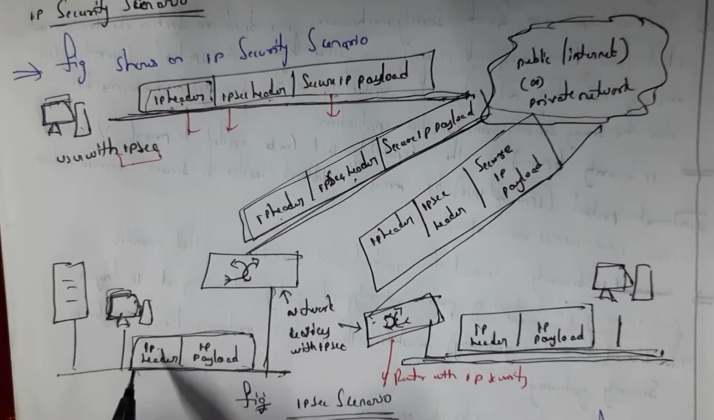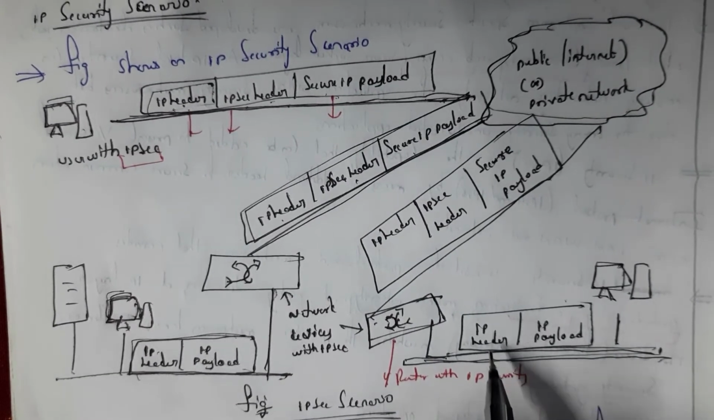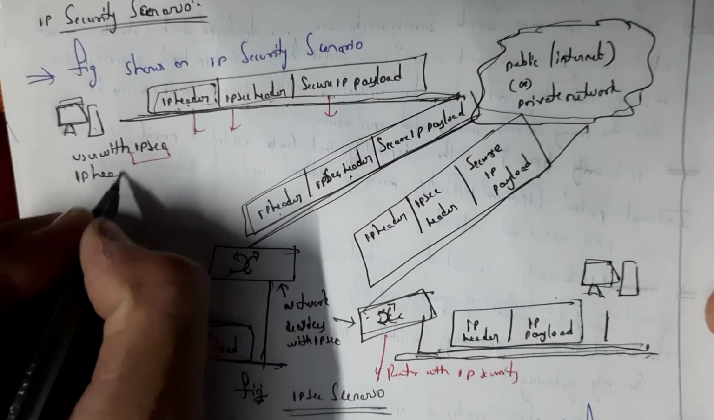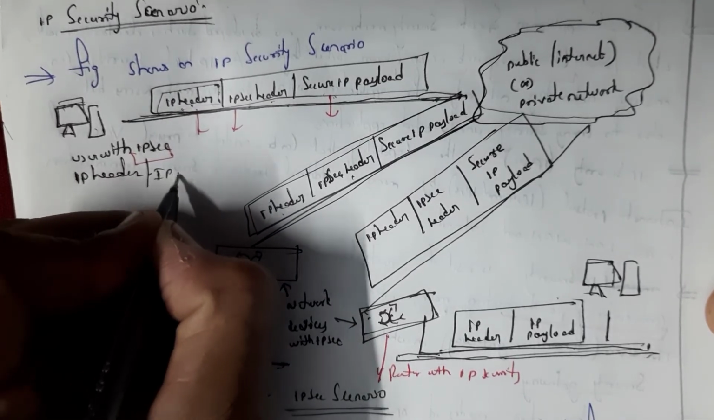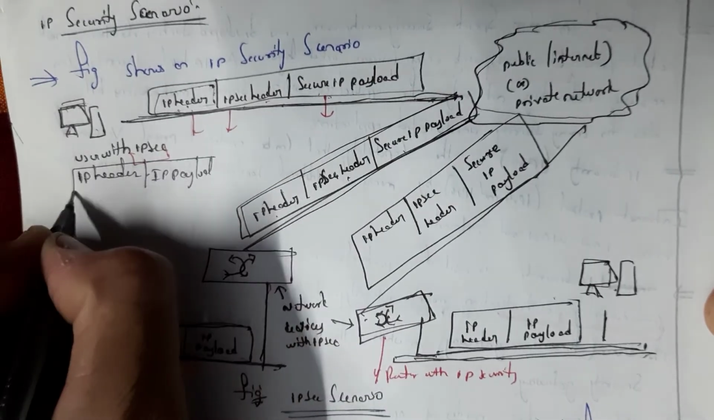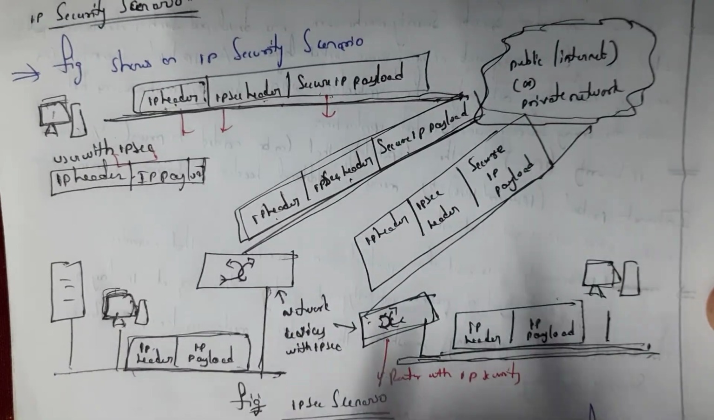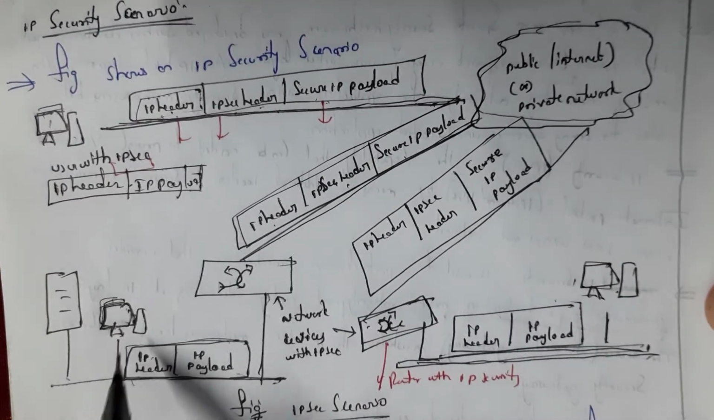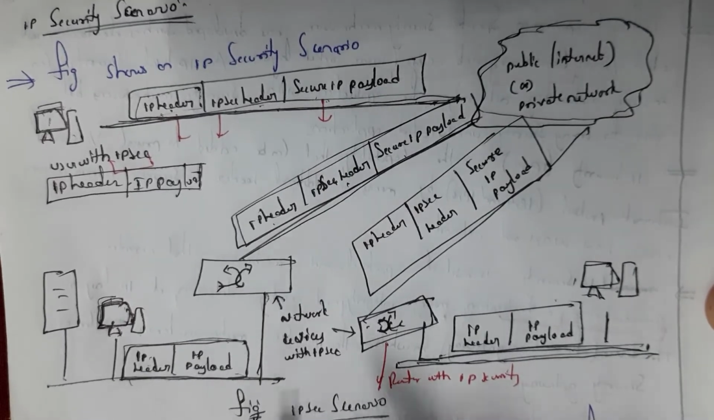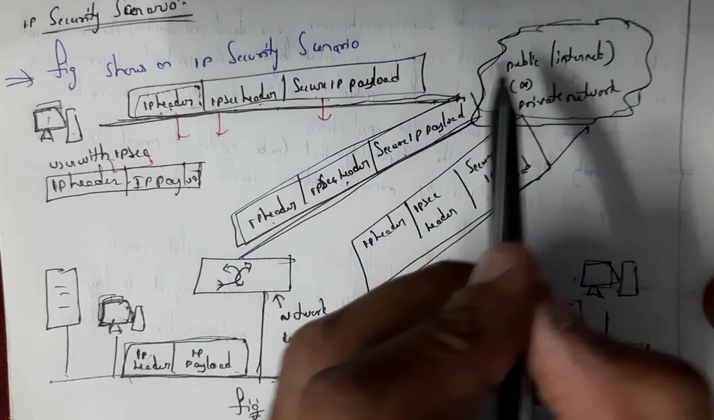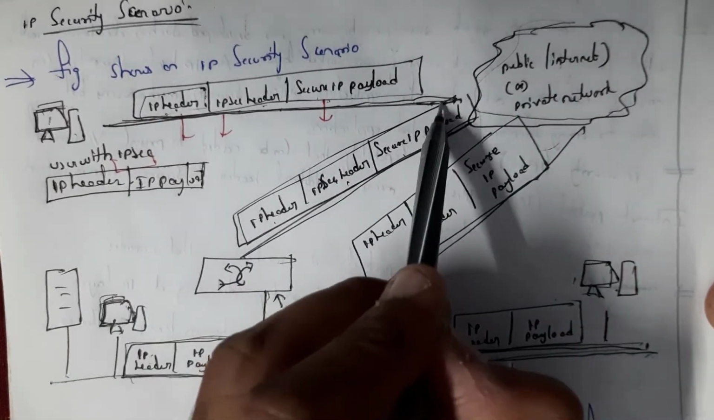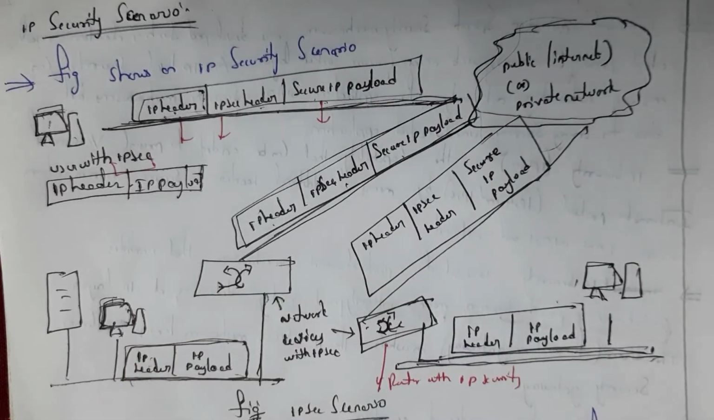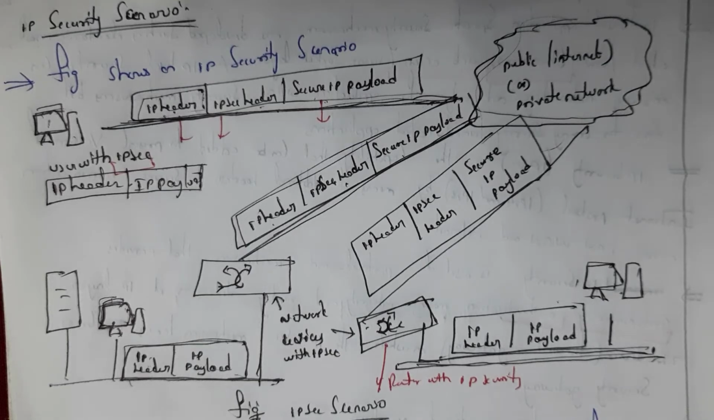These two systems contain an IP header and IP payload. Similarly, this system also contains an IP header and IP payload, and so does this system. There are three users, user A, user B, user C. This system contains an IP header and IP payload. Similarly, these two systems contain an IP header and IP payload. These systems are connected to the public network by using a connection. This connection contains an IP header, IP security header and security IP payload. This is the structure of the IP security scenario.